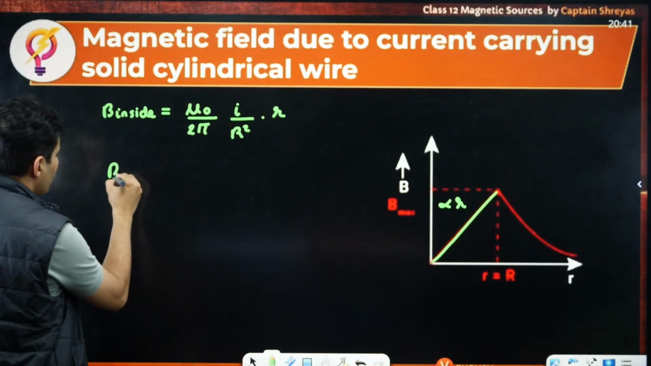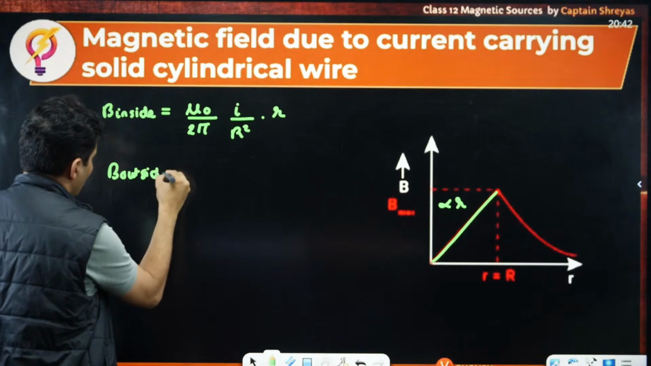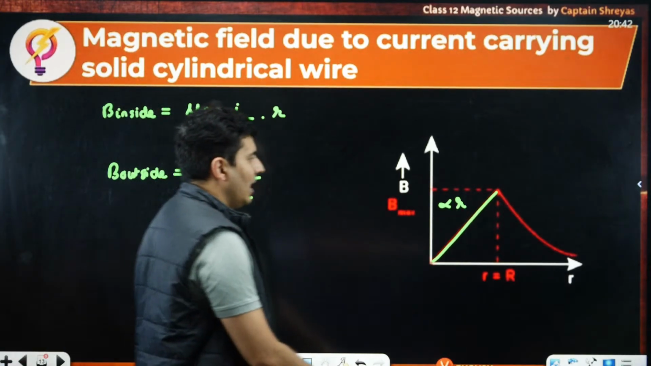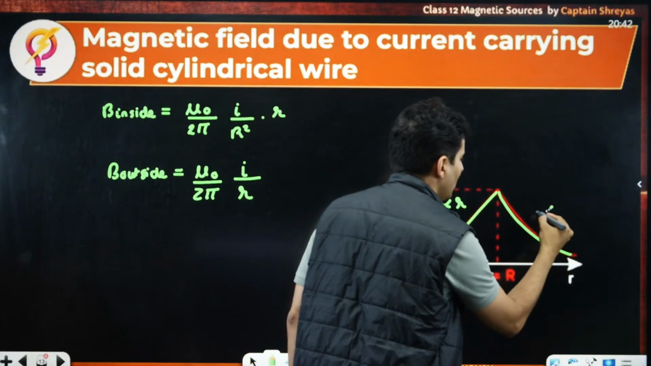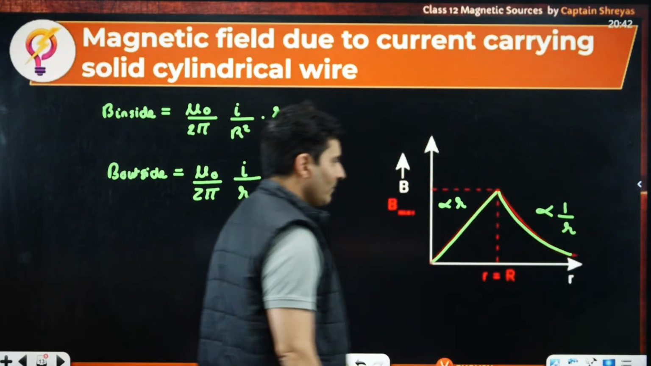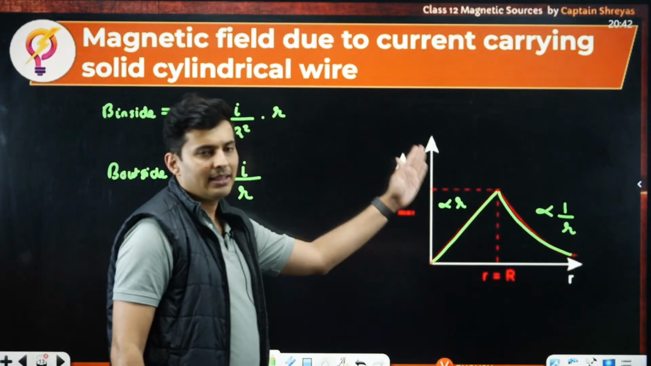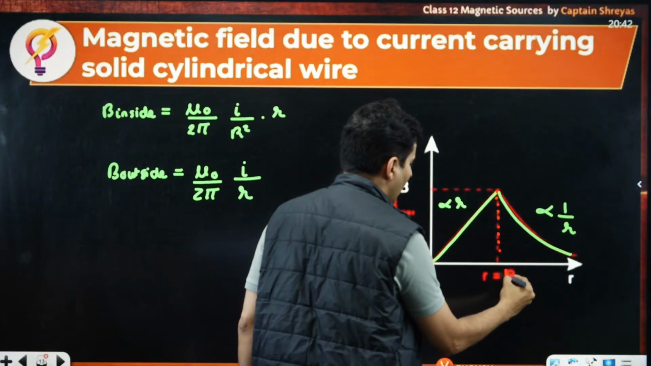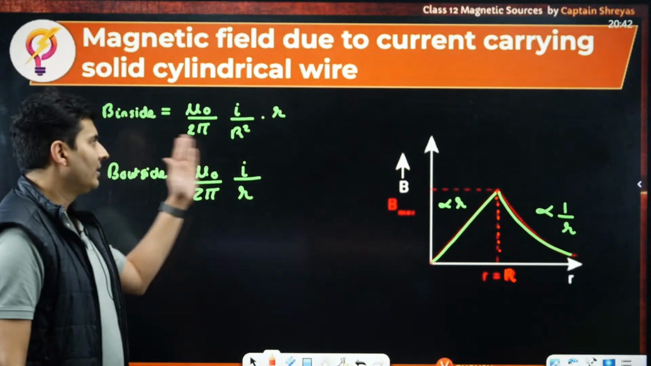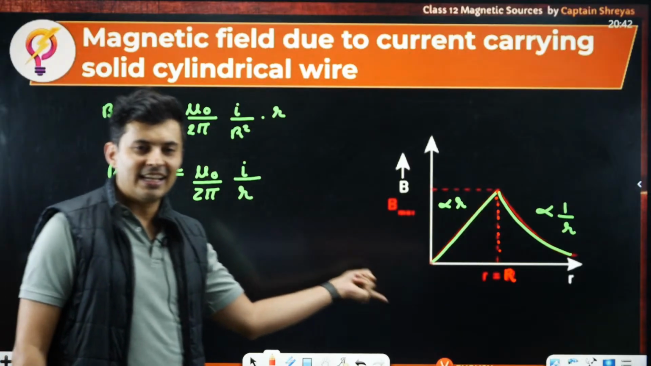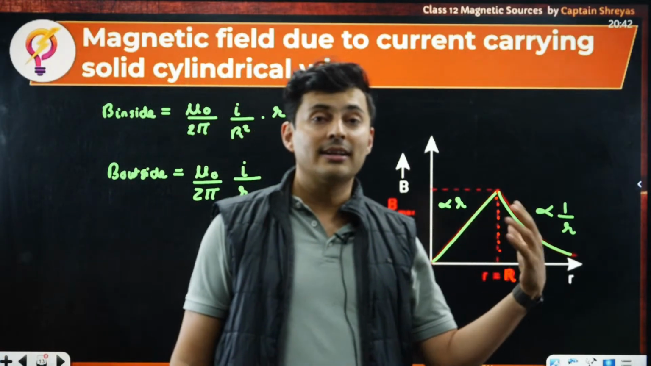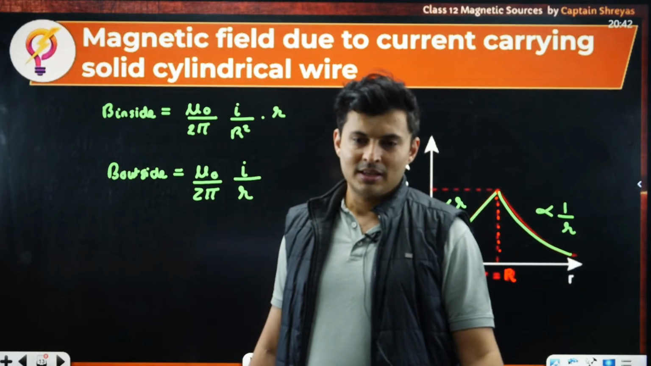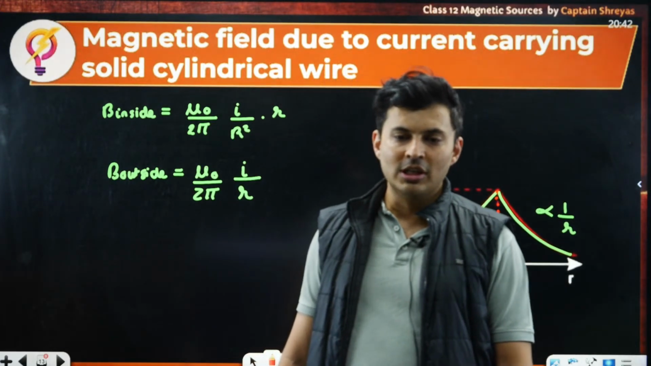But the moment you go outside, it becomes mu naught by 2 pi, you have I divided by R, that means it is now inversely proportional to R. So that is why it is a straight line and then an inverse line, and the crossover or the change of graph exactly happens at R, which is the radius. So initially it increases and then inversely decreases, just like the electric field graph for a uniformly charged solid sphere. I hope this is absolutely clear.